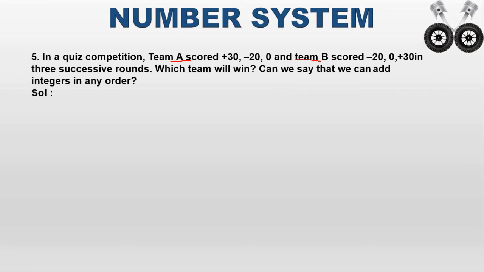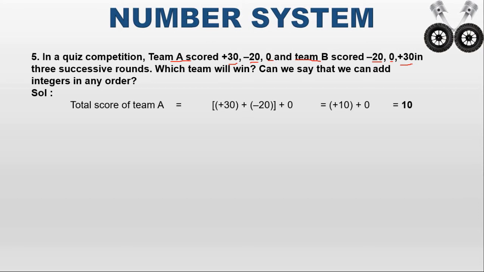So in the first round, Team A scored plus 30, then Team B scored minus 20. In the second round, Team A scored minus 20, Team B scored 0. In the third round, Team A scored 0 and Team B scored plus 30. So which team will win? That is the first question. So we have to find the total score of Team A. So plus 30 plus, within a bracket, minus 20 plus 0.